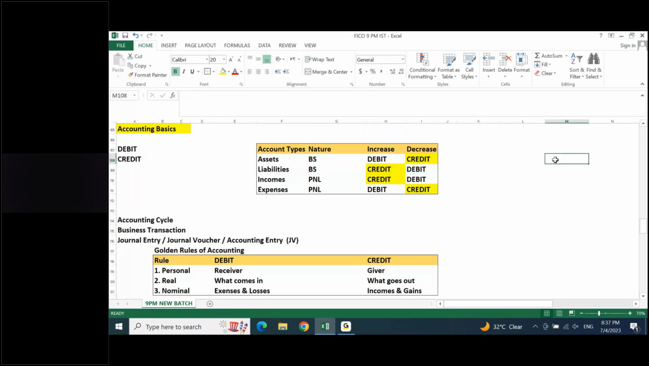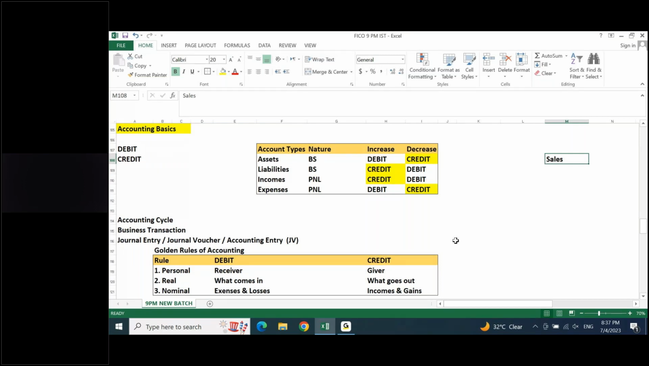In short, if you look at any particular account, for example sales, what is sales in this category? Is this P&L or balance sheet? Income or expense? P&L. Sales is P&L. Within P&L, this is called your income. Now, if you do any sale, by default, will your sale account be credited or debited? Credit. Whenever you do any sale, your sale account will be credited. When do you receive a debit in the sales account? If there are any returns.